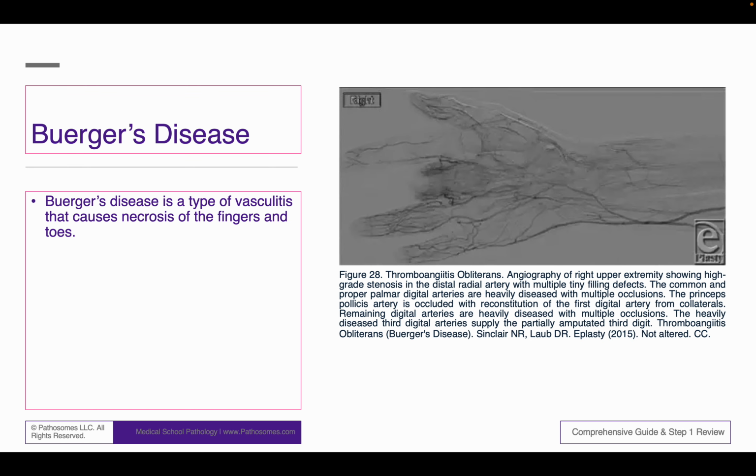Let's move on to Buerger's disease. Now immediately, I hope your eyes recognize that the third digit is missing its distal portion. Buerger's disease is a type of vasculitis that causes necrosis of the fingers and toes. Here we have thromboangiitis obliterans, right? Which is just another name for Buerger's disease.